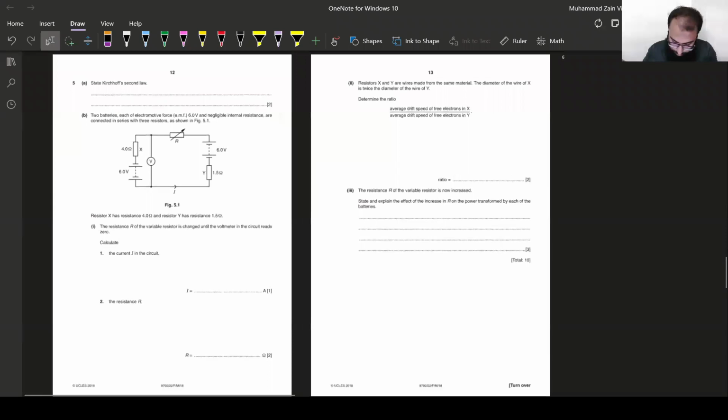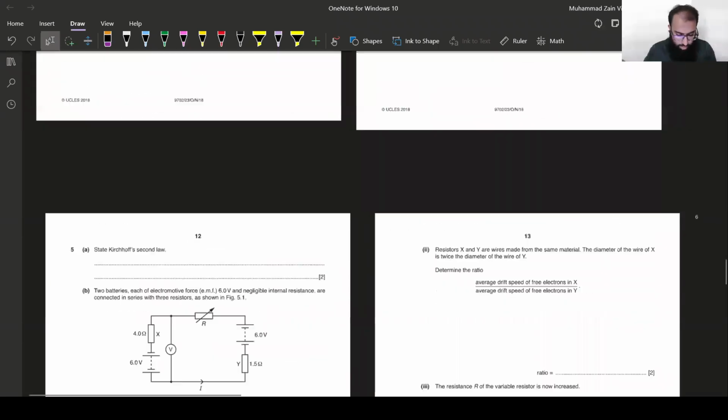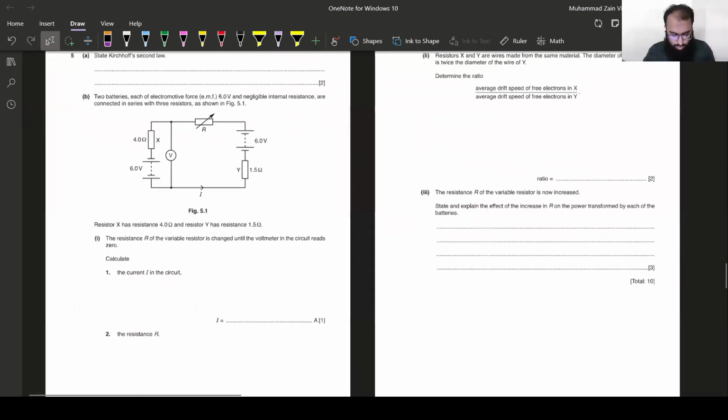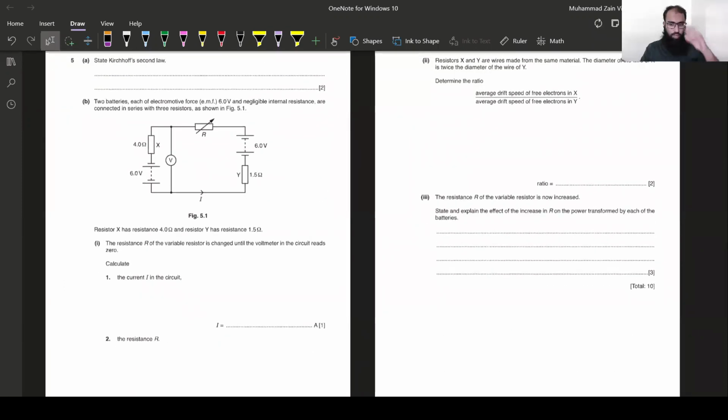Okay, so this is another question, and I'm skipping this one because we'll do it in tomorrow's class. It's more related to internal resistance and practical circuits. So, state Kirchhoff's second law. We all know: the sum of EMFs in a loop equals the sum of potential differences across the same loop.